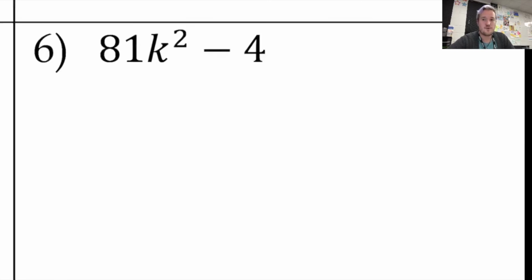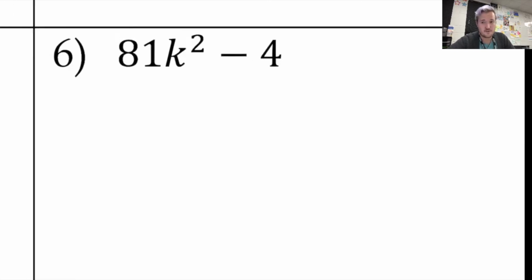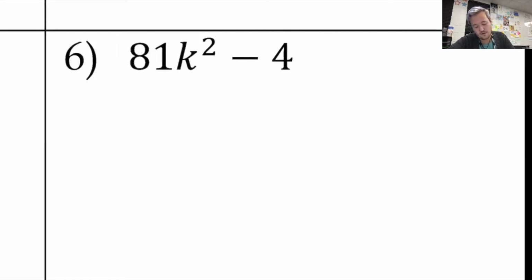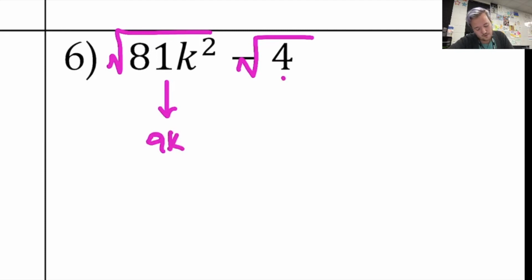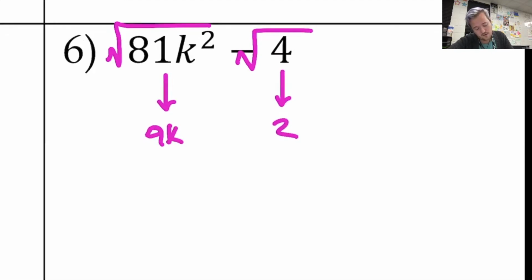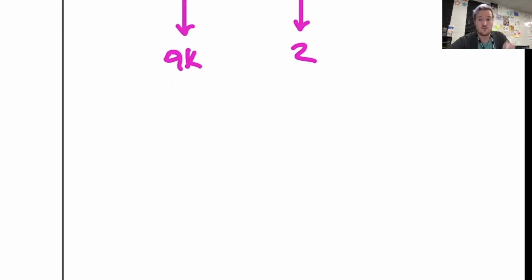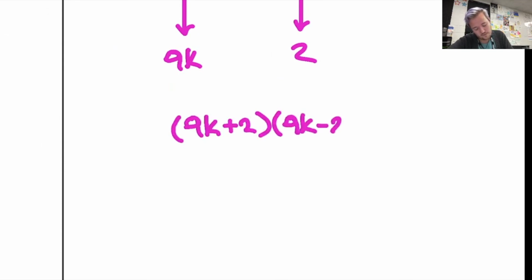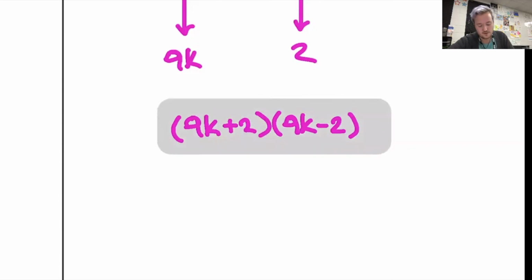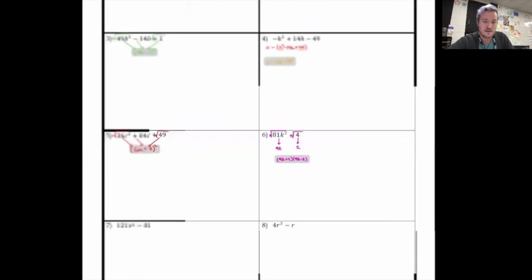Number 6. If you notice, this is only 2 terms, so this has to be a difference of squares. All right, so for this one, it's going to be square root of the first, square root of the last. So the square root of 81k squared is going to be 9k. Square root of 4 is going to be 2. So this is where you have one with addition and one with subtraction. So you're going to have 9k plus 2 and 9k minus 2. So notice how these problems are literally done in a matter of seconds.